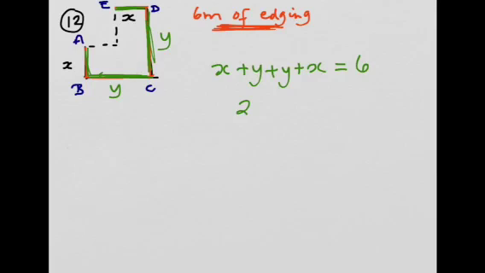So if I gather together the like terms, 2x and 2y make 6. I can rearrange that formula to get y equals. And that's the first part of the question. Okay, let me take that bit away now, since we've done the first part. Give us a bit of space for the second part of the question.